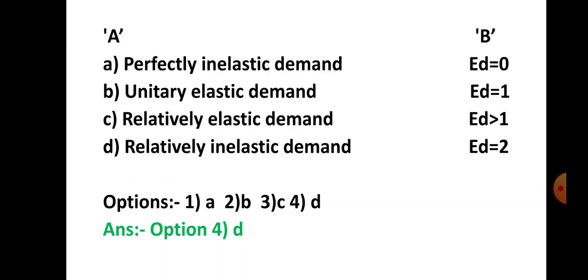Now let us see the next example. Here four pairs are given. Let us see these pairs. A, they have given perfectly inelastic demand, ED is equal to 0. B, unitary elastic demand, ED is equal to 1. Relatively elastic demand, ED is greater than 1, and relatively inelastic demand, ED is equal to 2. So here the wrong pair is D. Relatively inelastic demand, ED is equal to 2, that is not a correct numeric coefficient of relatively inelastic demand. So here the correct option is option number 4, that is D.